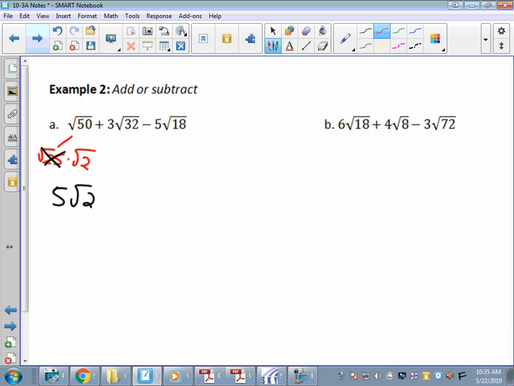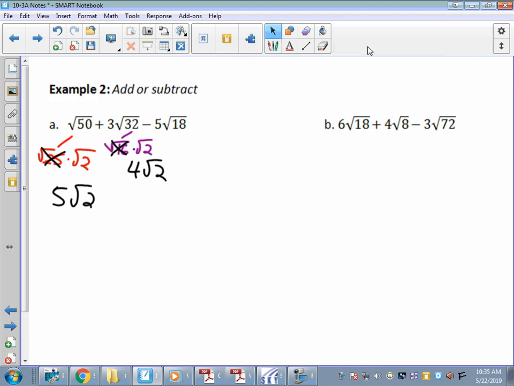We can go ahead and say 3 times the square root of 32. Well, let's break down that square root of 32. We're looking for perfect squares. Okay, so to do that, we know that we can break this into, I think 16 works. 16 times the square root of 2. Right, 16 being the perfect square. So I can cancel that out and make that 4 times the square root of 2.